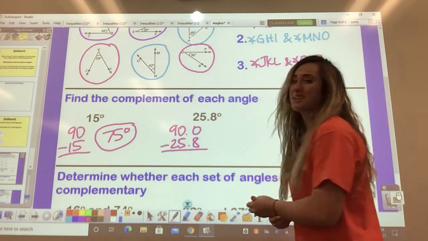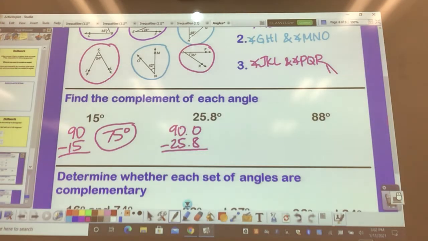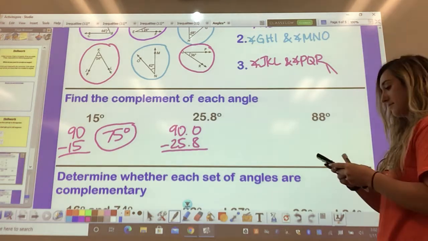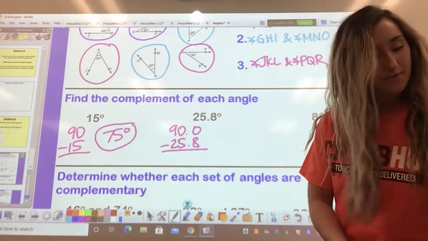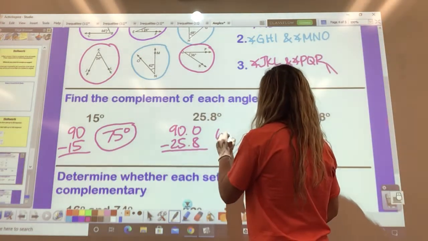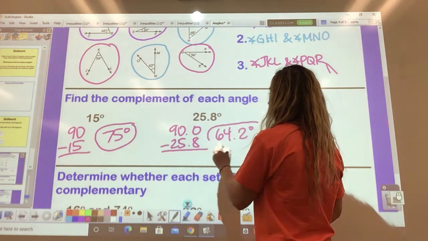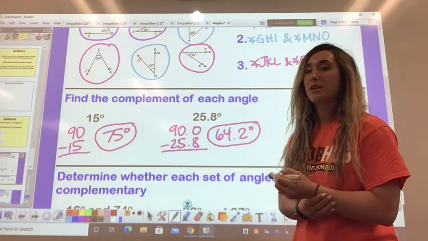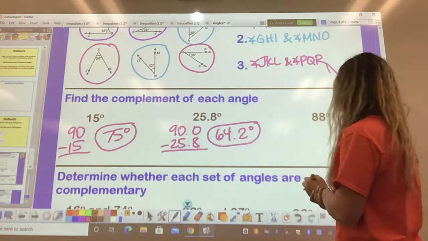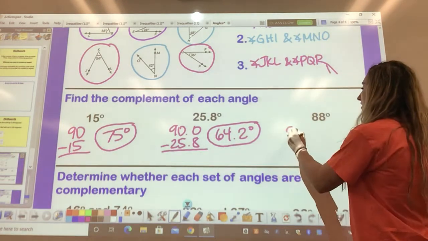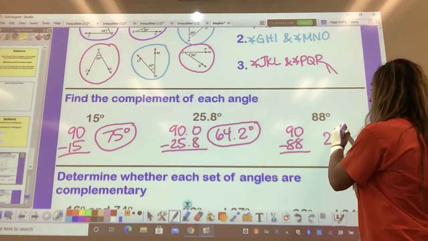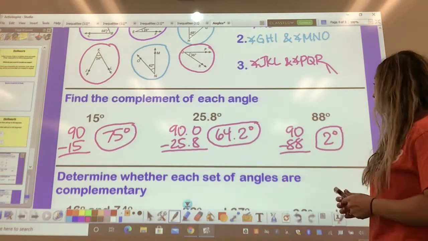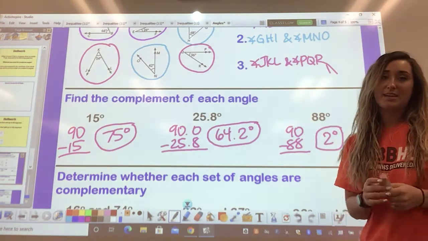I'm going to get a calculator. So 64.2 degrees would be the complement of 25.8, again because they add up to 90. And the complement of 88, this one's definitely the simplest, would just be 2 degrees. Okay, because 88 plus 2 gets you to 90.